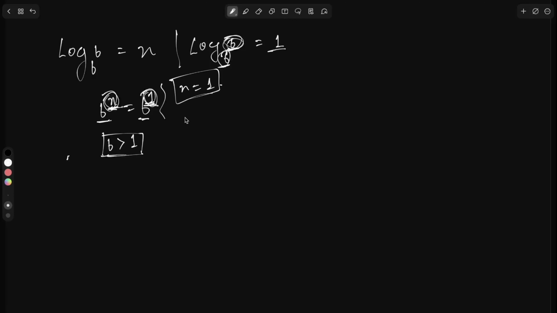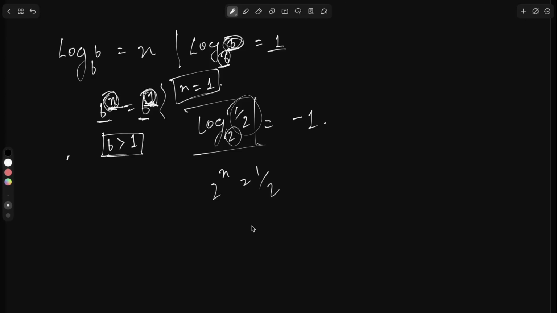For example, log 2 of 1 over 2. What is this going to be? I mean, we have to get 1 over 2 out of this 2. If we raise this 2 to some number, we have to get 1 over 2 out of it, right? So we can write that 2 raised to the power x equals 1 over 2, right? So we can write this thing equal to minus 1, right? If you raise anything to the power -1, you are going to get the reciprocal of it, right? I mean, x raised to the power -1 is equal to 1 over x, right?